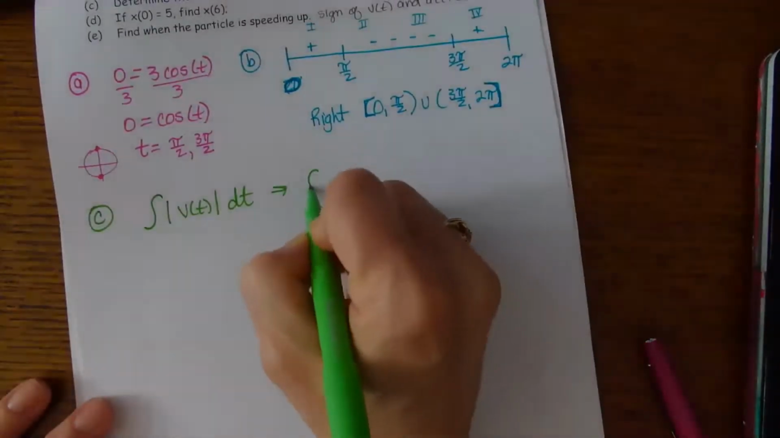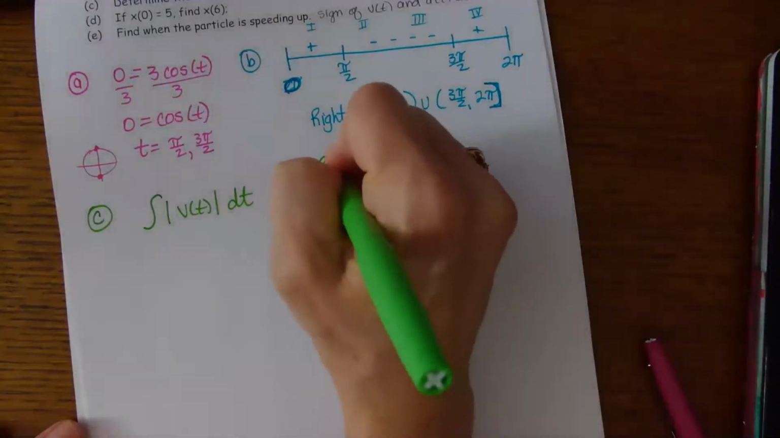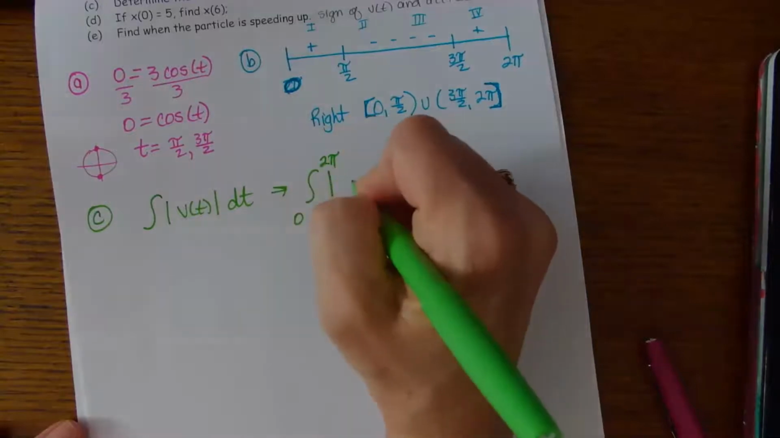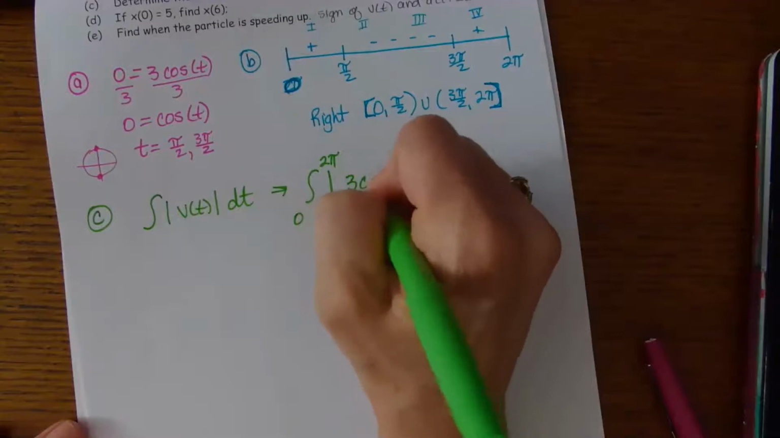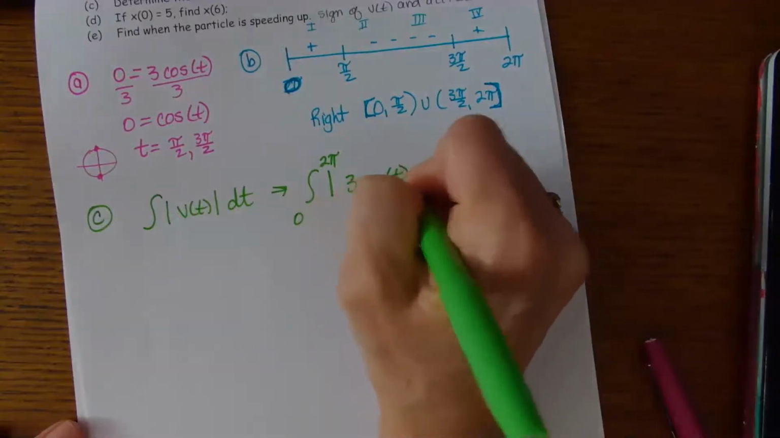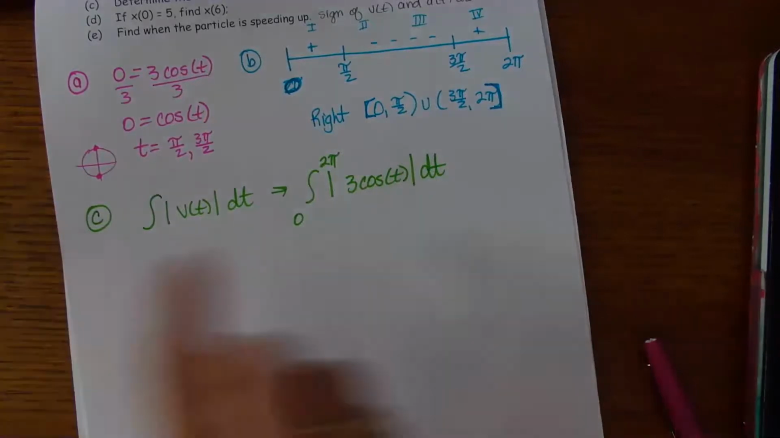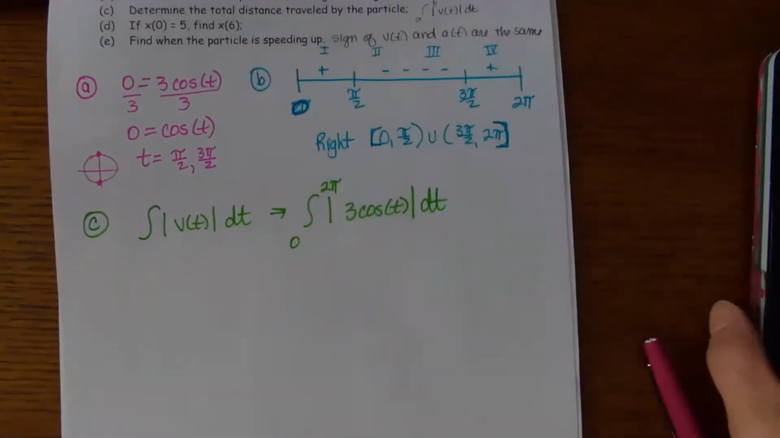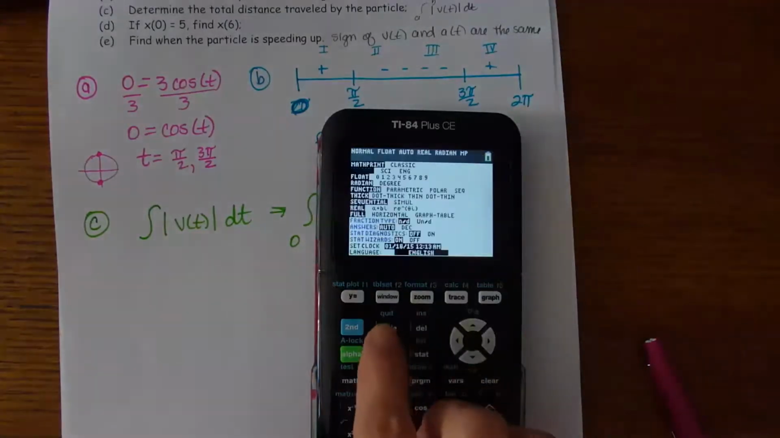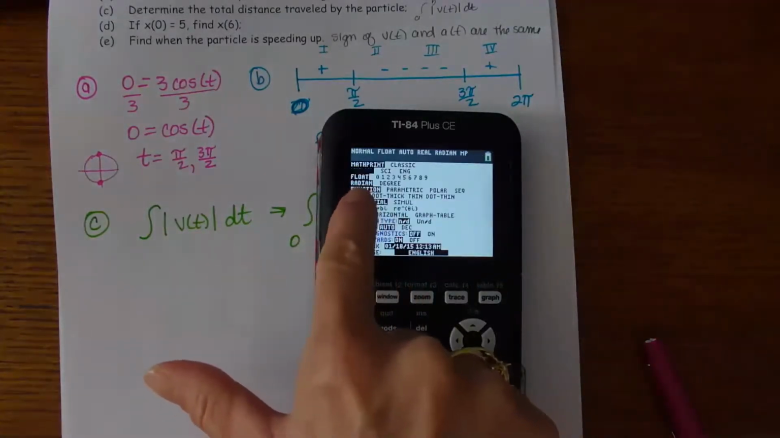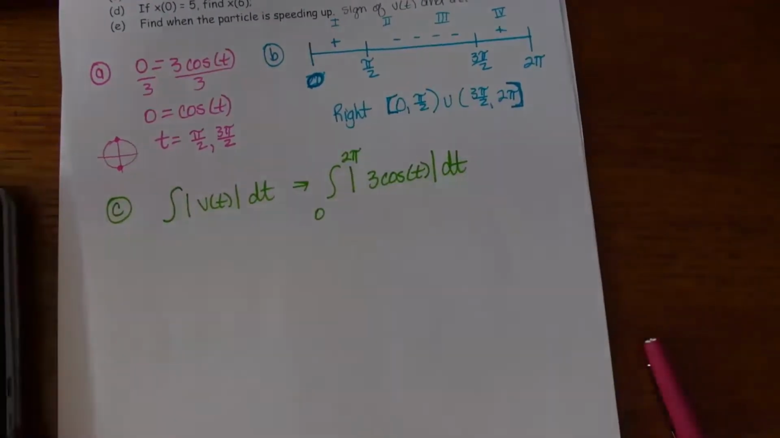So let's do this. Where are we going? 0 to 2 pi. And we're going to do the absolute value of what? What is our equation? 3 cosine t dt. Now, if you are using a pi button, what do you need to make sure your calculator's in? Radians. It should be in radians if you've cleared it. So go ahead, take a second and punch that in.